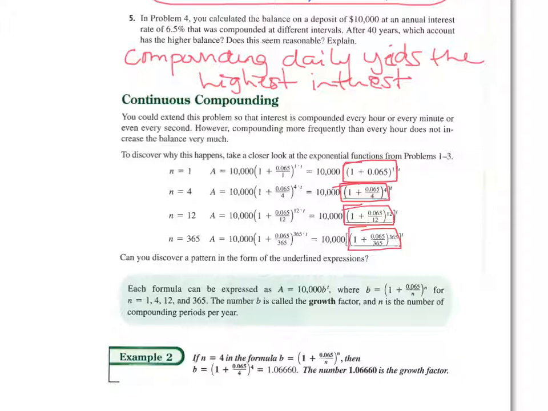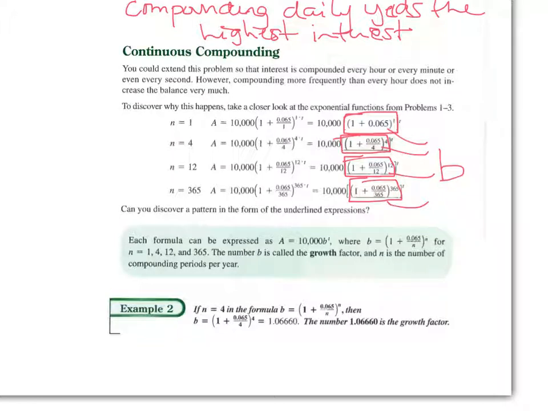So if we figure out that number for each one of these, it starts to look like our formula from before. These values that I boxed in are really just all of our b values. If I figure that out ahead of time, I can see what interest I'm going to make. What's my yielding interest? That's what they're showing us down here. Each formula can be expressed how we're used to seeing it, where b is this whole expression right here, and that's our growth factor.